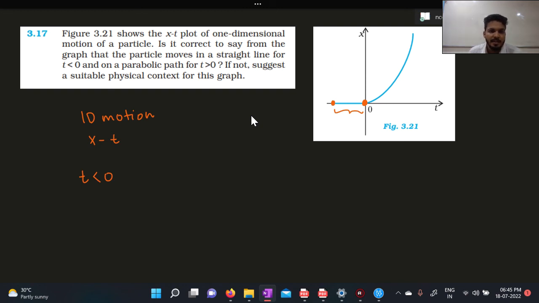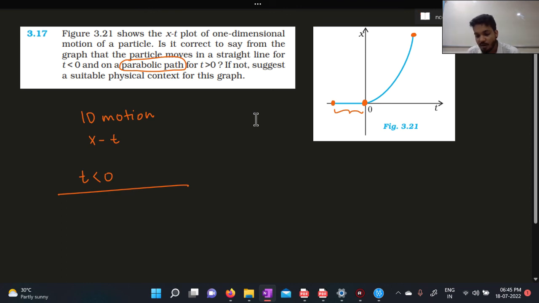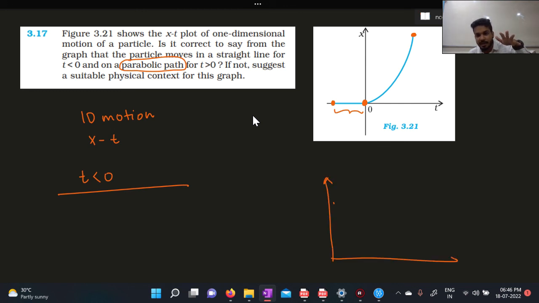The next part they are saying is that from 0 to some time t, the body has taken a parabolic path. Actually, this is a conceptual question. The concept behind this is that path means the actual path of the body, which has nothing to do with this graph. This is a graph between displacement and time. If I plotted a Cartesian plane of that area, let's say this is x length, this is y length, and then I gave you the path like this, then I would say this path is parabolic.